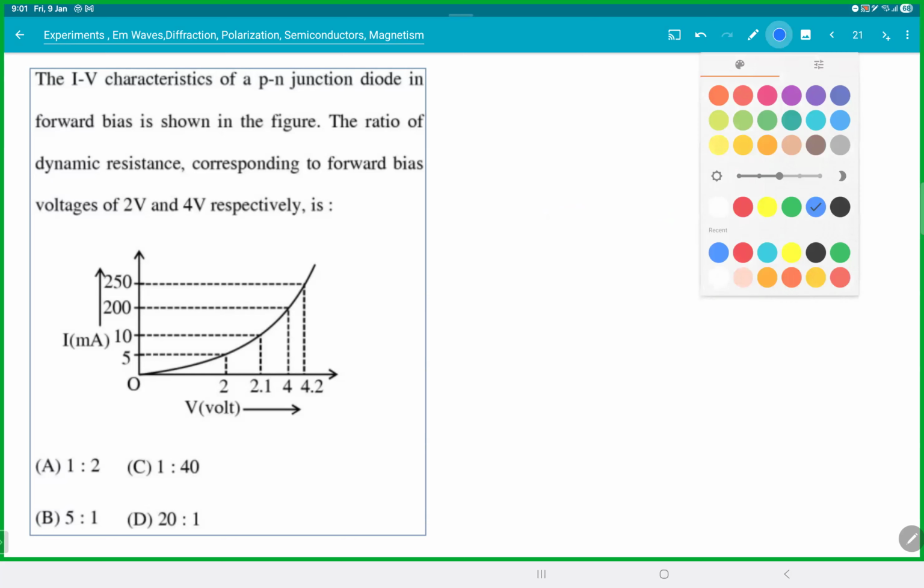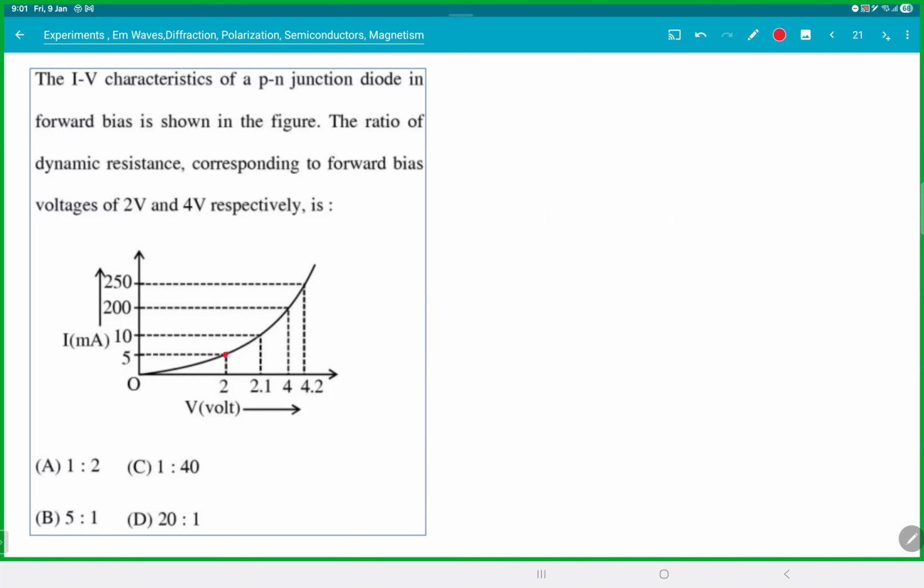So how do we handle this? For the first one, you can clearly see between these 2 points, delta V is 2.1 minus 1 by delta I is 10 minus 5. That's 0.1 by 5. That's for R.